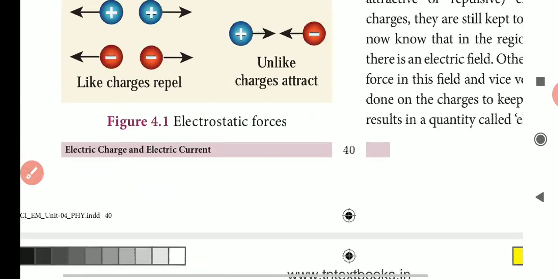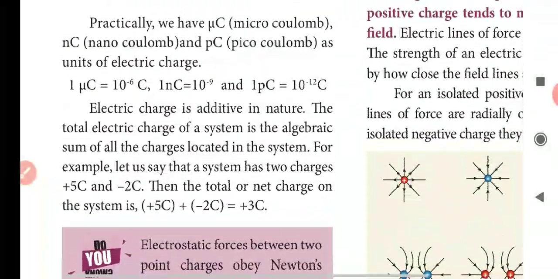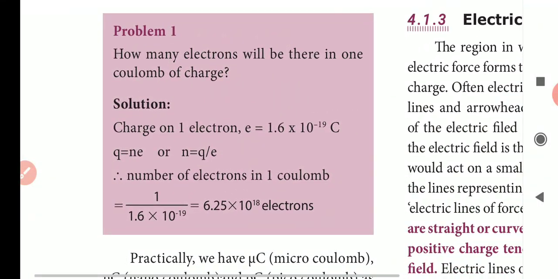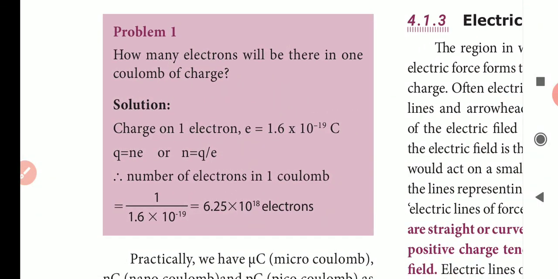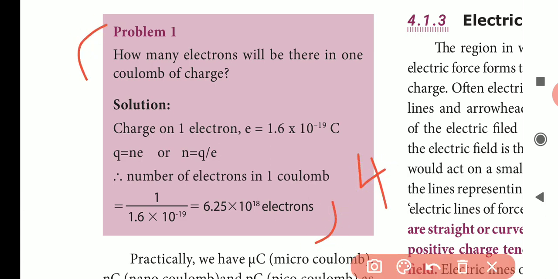Next, the fourth question. Here also there is one problem. Problem: how many charges will be there in 1 coulomb of charge? This is the fourth question. Homework is four questions.